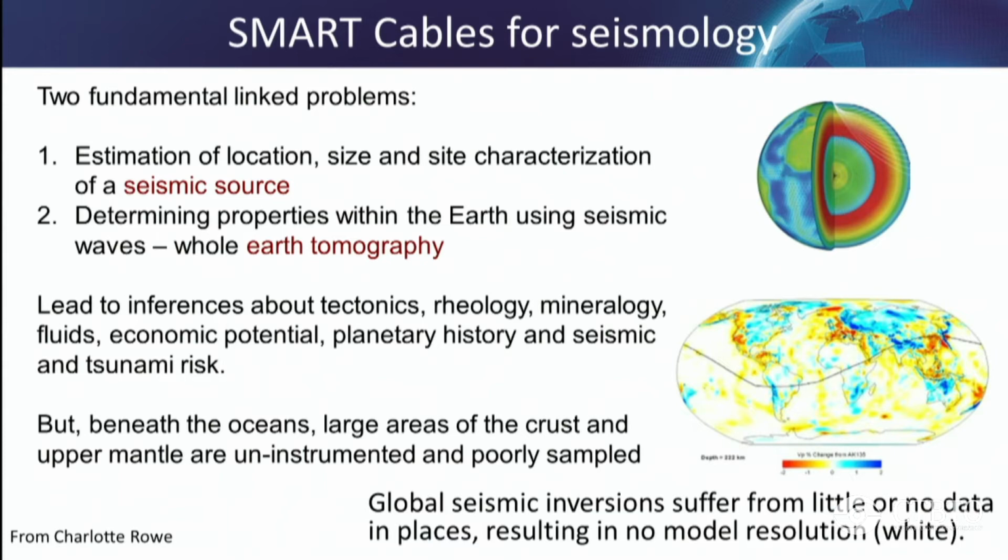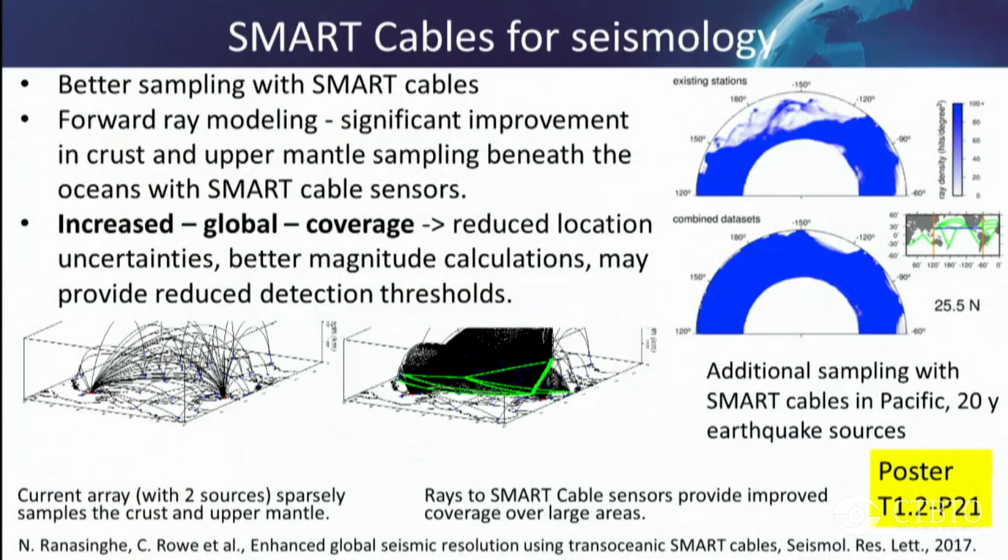So in this case, Charlotte and students have looked at this; it got cut off here a bit. These are ray paths given one or two earthquakes, with the existing observation system. And then this is what one obtains when you have these green smart cables. This is in the Pacific. These green lines represent cables here. And this shows a section through the Earth, a cut through the Earth, showing much more coverage. Here, all the white area shows there are very few rays going through those areas. So this is shown in a poster, and I think it's accepted or almost accepted.